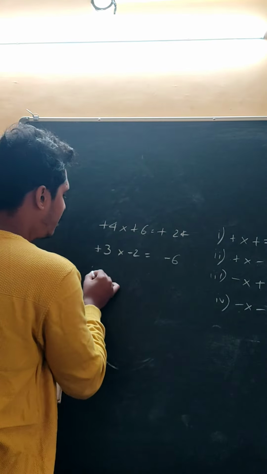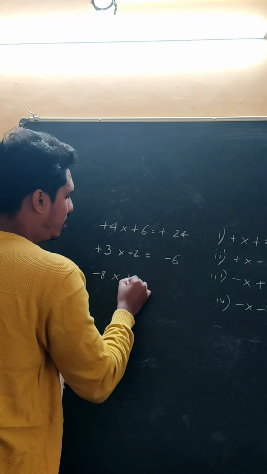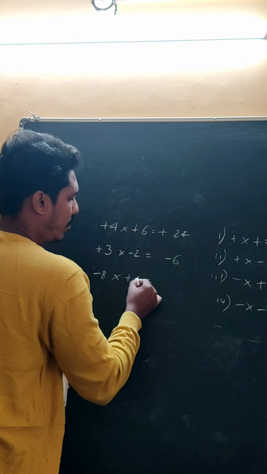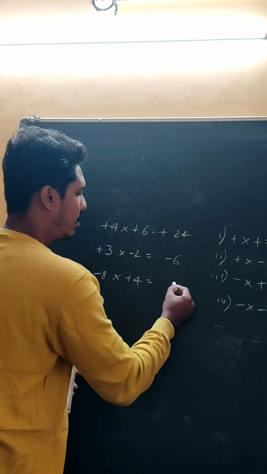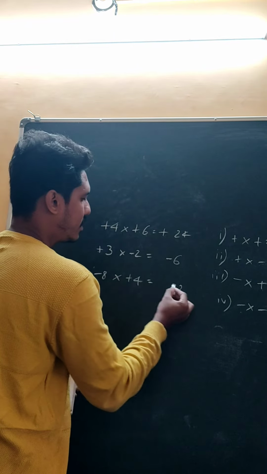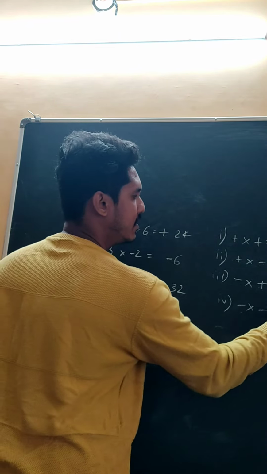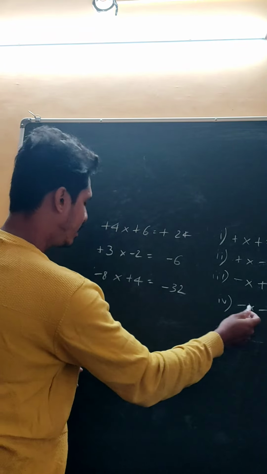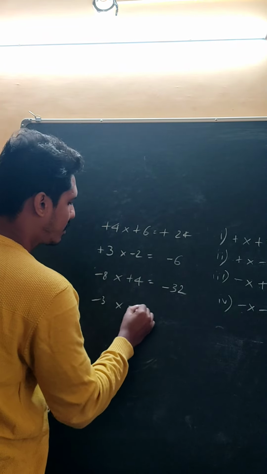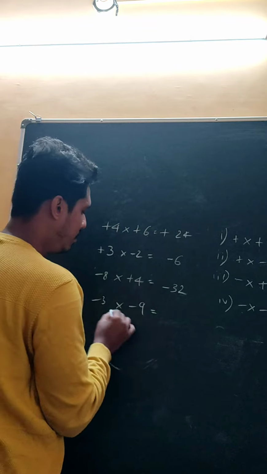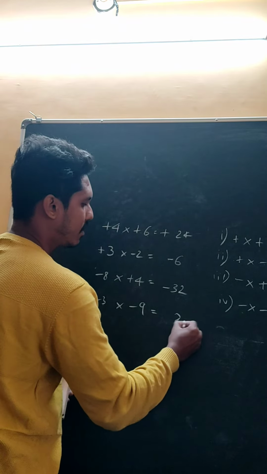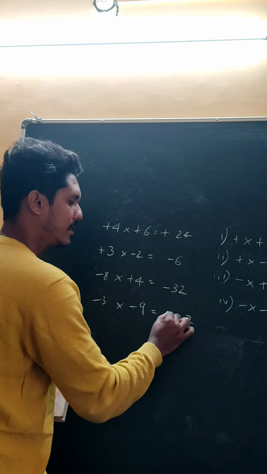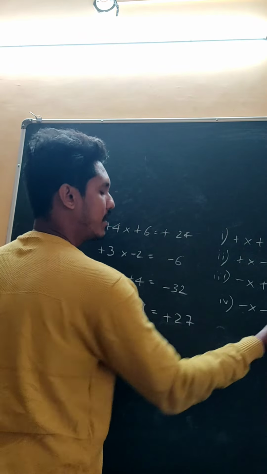Okay. Next, minus 8 into plus 4. 8 4s are 32. Minus into plus is minus. Next, last one is minus 3 into minus 9. I will give it as an example. 3 9s are 27. Minus into minus is plus.